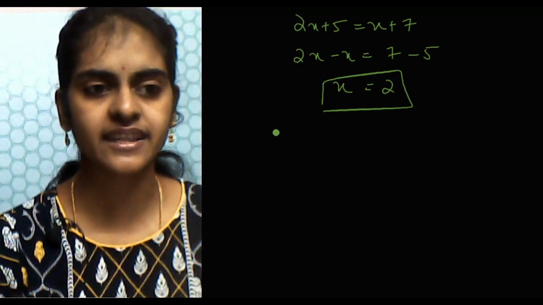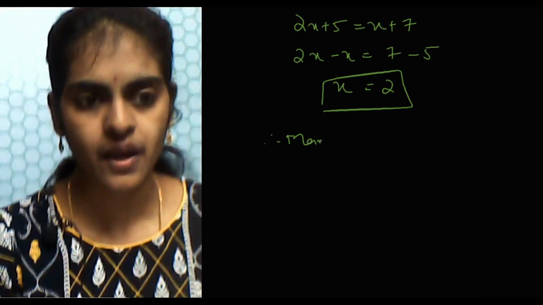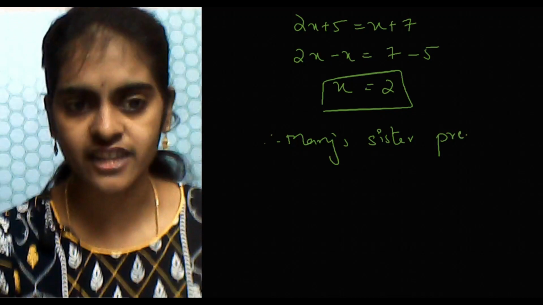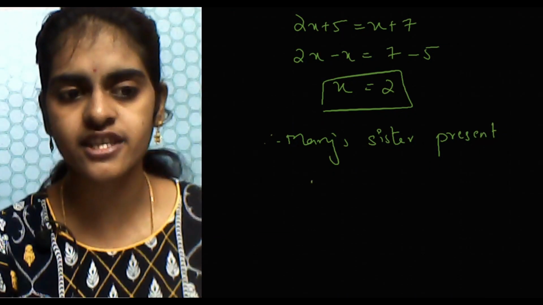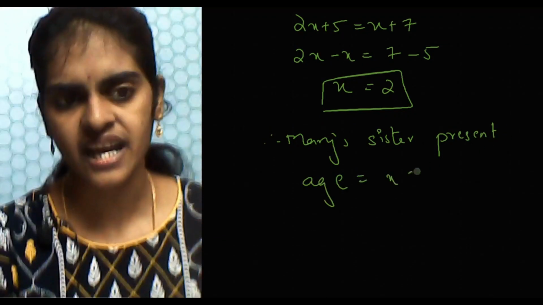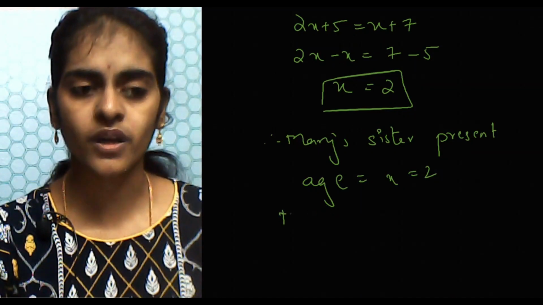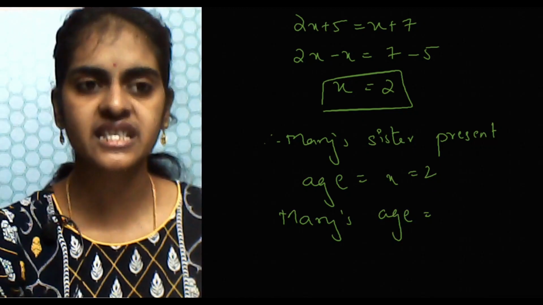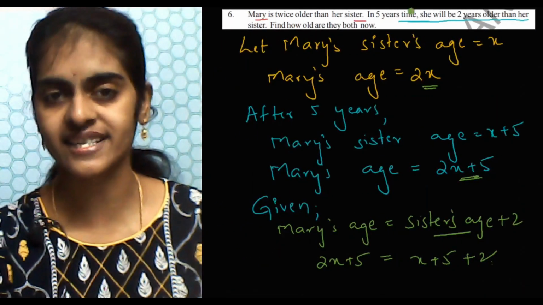So let us write it here. Therefore, Mary's sister's present age, right now her age is what? It is x. x is nothing but 2. Now what about Mary's age? Mary's present age is what? See here, Mary's present age is 2x, isn't it?